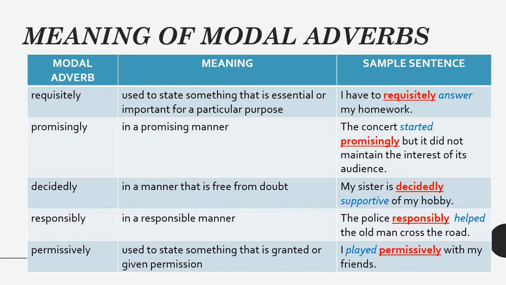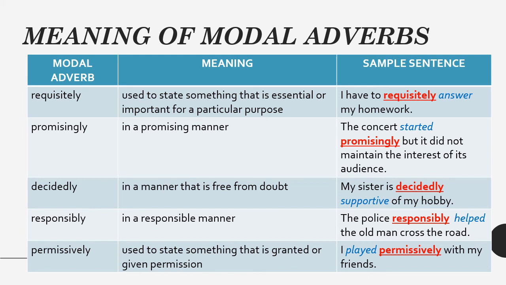Okay, number 9, responsibly, meaning in a responsible manner. Example: the police responsibly helped the old man cross the road. So we have the modal adverb responsibly pointing this time to a verb, helped, in the sentence.